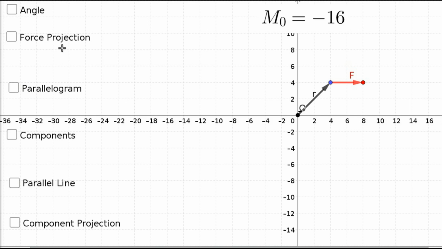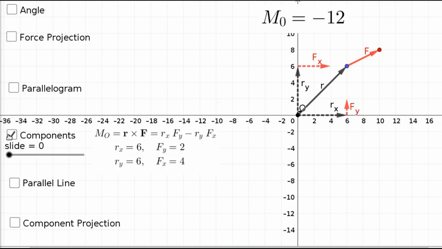Then we can look at this yet another way. We can look at the components. So we will split both vectors into components. Our f vector has a component in the x direction and a component in the y direction. And our r vector has a component in the x direction and the y direction.